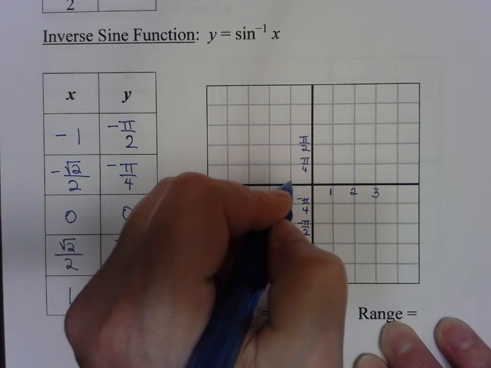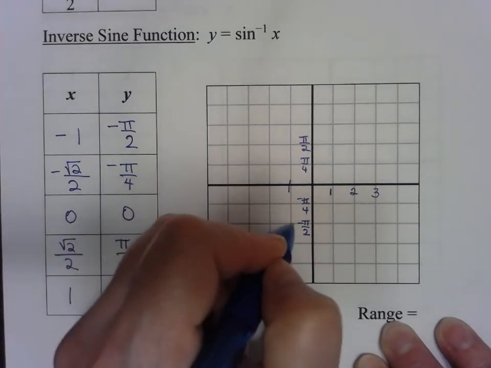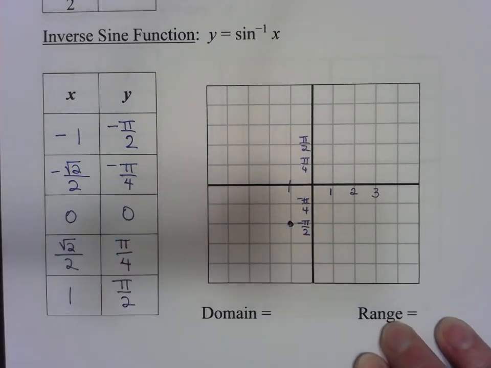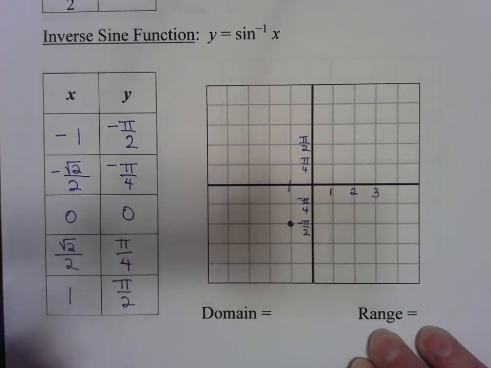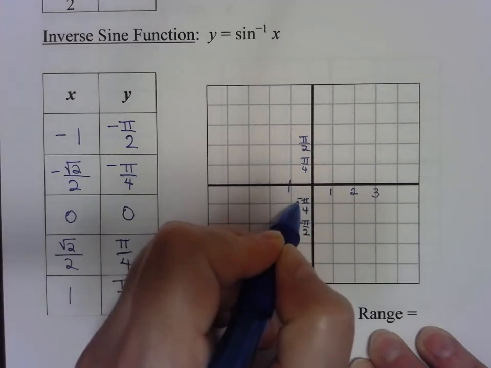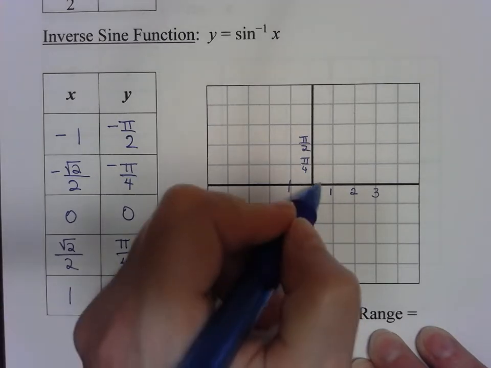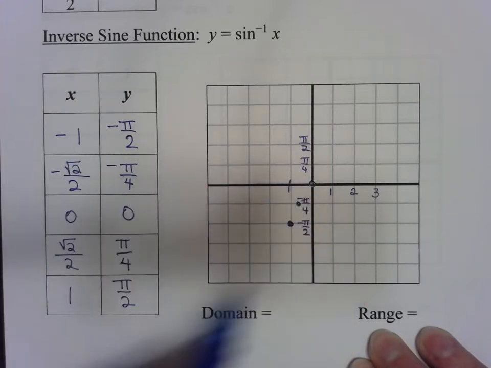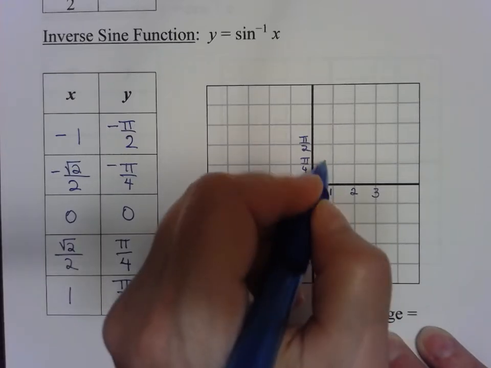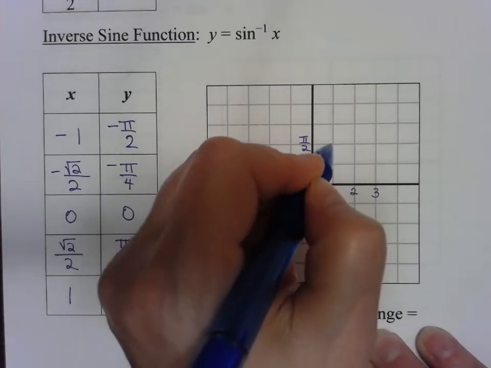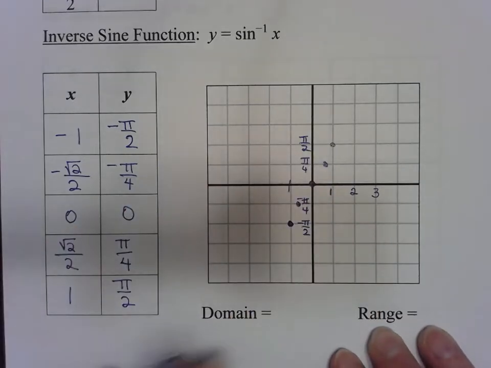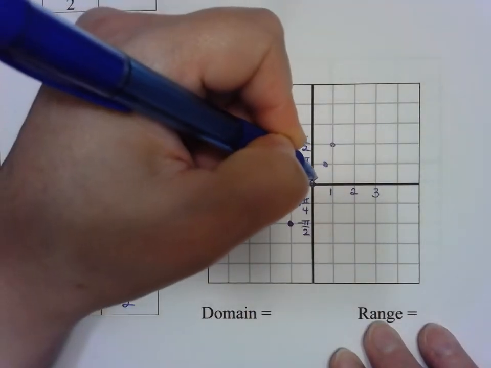Okay, so at -1, I'm at -pi/2. At -√2/2, that's like -0.7, I'm at -pi/4. So right about here. I'm at 0, 0. Again, at 0.7, I'm at pi/4. And at 1, I'm at pi/2. So I get a curve that sort of looks like this.